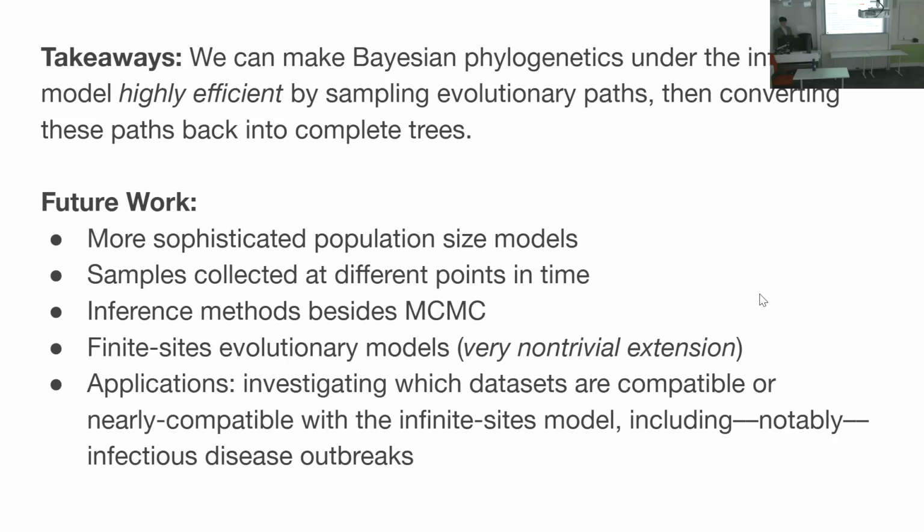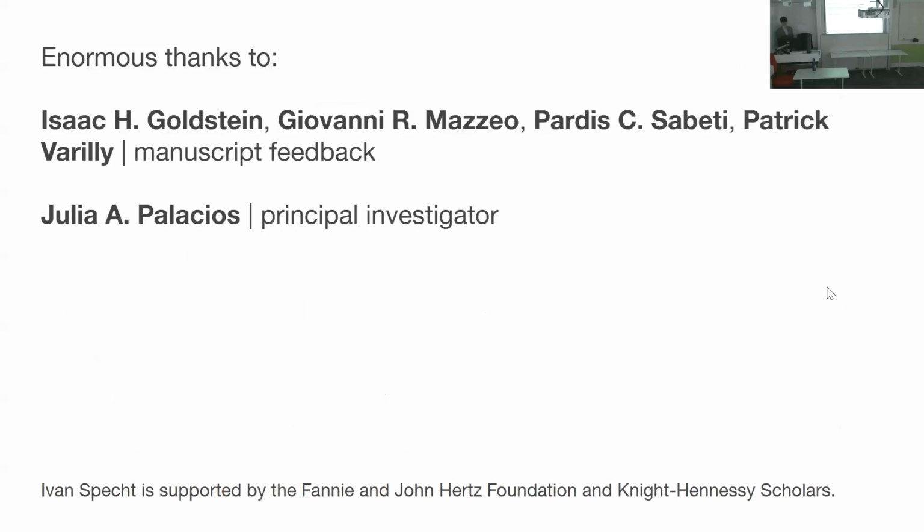Then finally, it would be interesting to do a more applied study on which data sets are compatible or almost compatible with the infinite sites model. My suspicion, just from having worked in the field for some time, is that infectious disease outbreaks, particularly viral outbreaks, might be a very good candidate because often they span relatively short time frames and so don't have the chance to pick up that many mutations, and hence the probability of them picking up homoplasic mutations is quite low. But it would be great to actually quantify the extent to which the infinite sites model applies to those outbreaks.